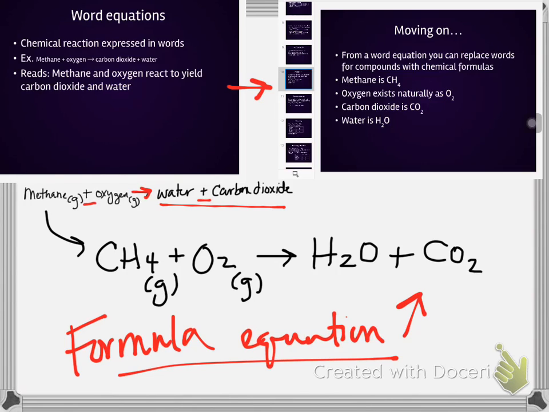So formula, that's okay actually, because a formula equation is not balanced. A formula equation is just a chemical equation that hasn't been balanced yet. Once it's been balanced, we call it a chemical equation. So, formula equation is not balanced. To balance it, you have to make sure that you have the same number of atoms on each side.